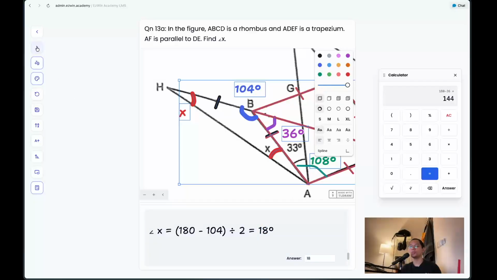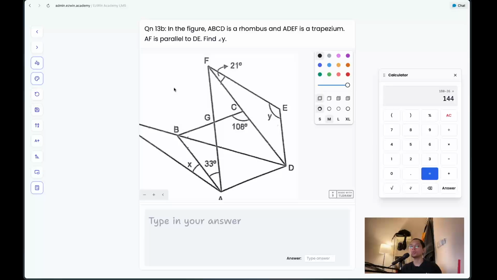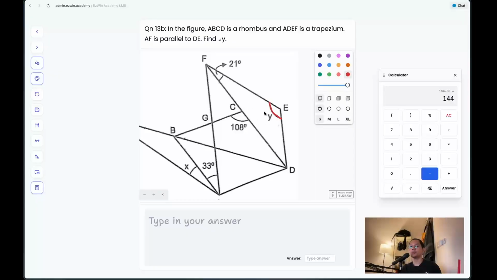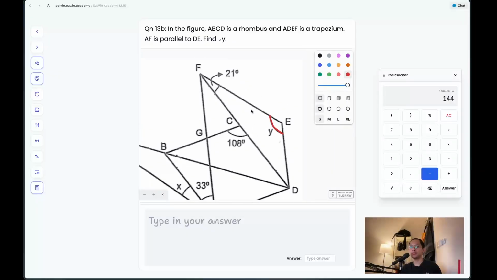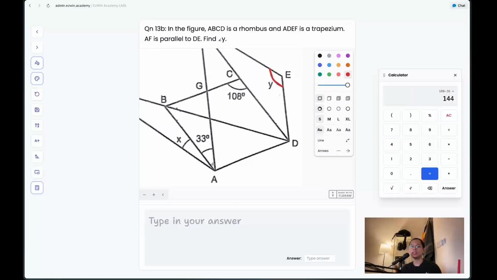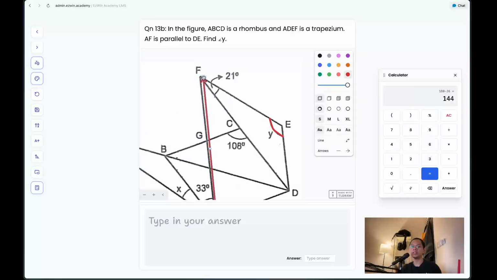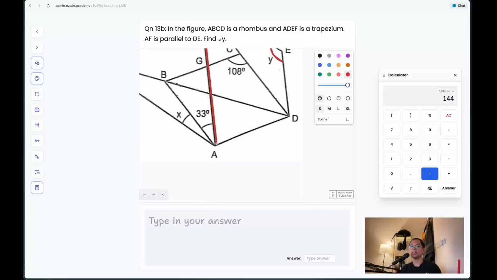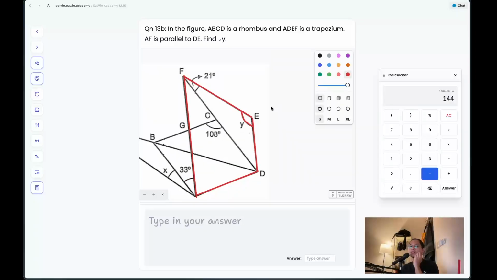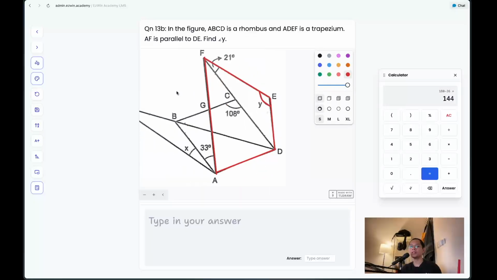Let's move to part B. So for part B, we want to find angle Y, which in this case is over here. Then how do we do this? First thing is that we know that ADEF, so I'm going to highlight it in red, not in an arrow, but in red, it will look something like this. And the parallel lines of the trapezium is AF parallel to DE, which will look something like this.